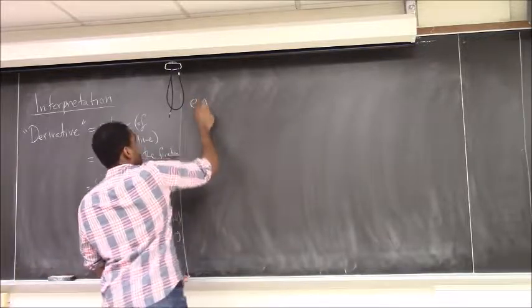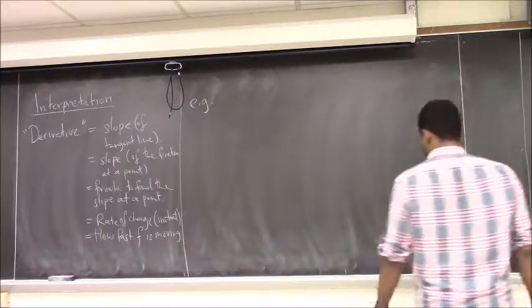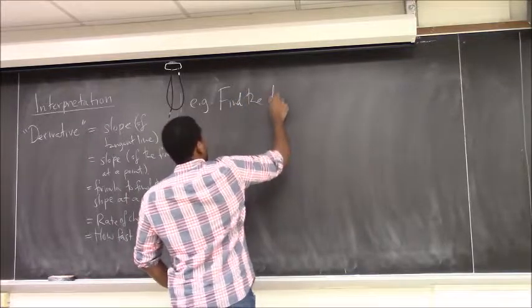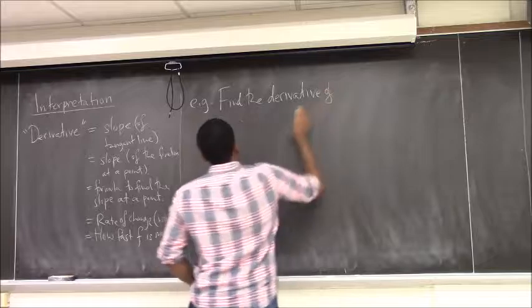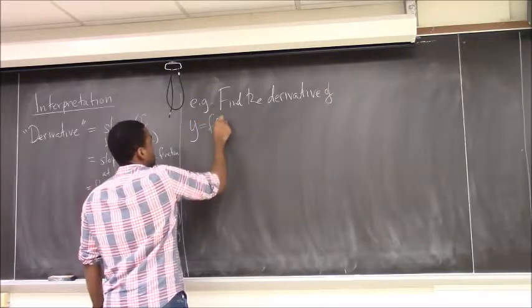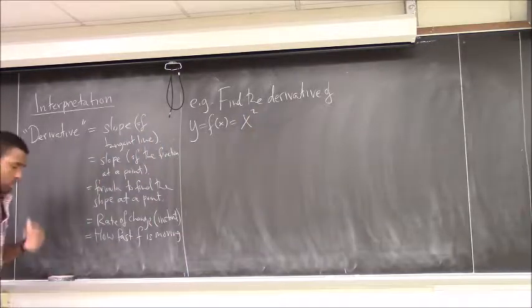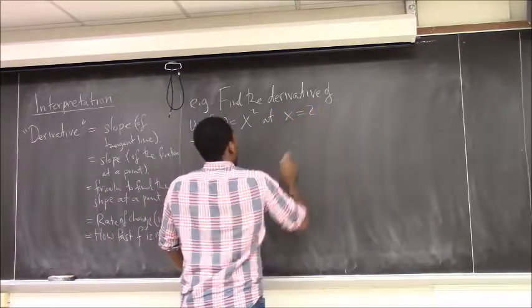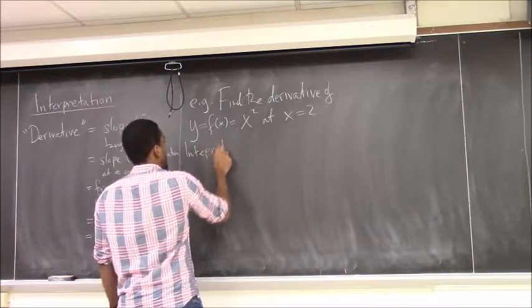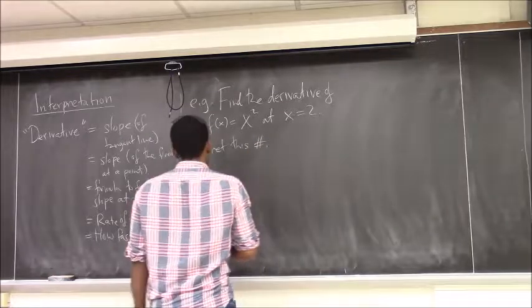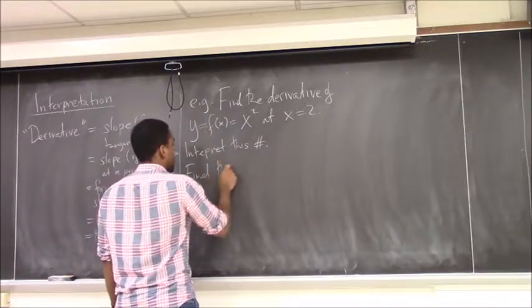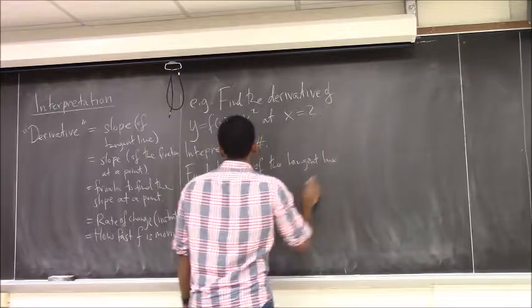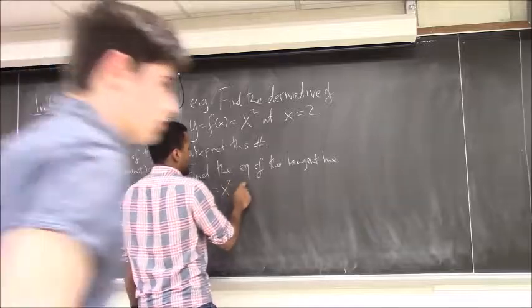So let's actually do an example here. We'll only do one, and then we'll do some more later on and talk a little bit more about applications and stuff. Find the derivative of y equals f of x equals x squared. So my function of concern here is the function x squared. At x equals 2, interpret this number. Also find the equation of the tangent line to y equals x squared at x equals 2.